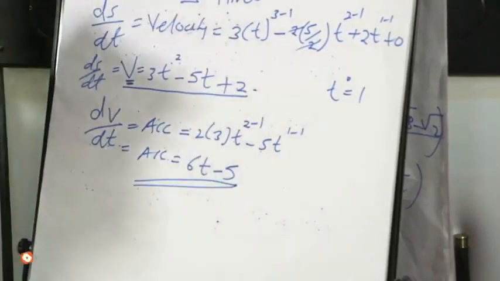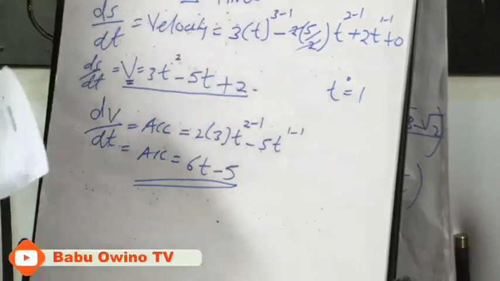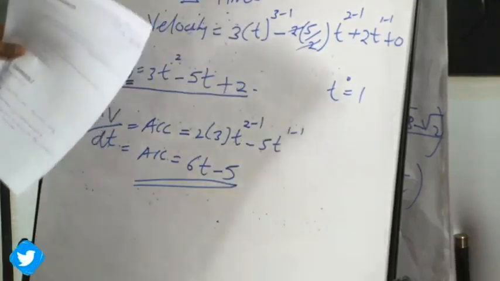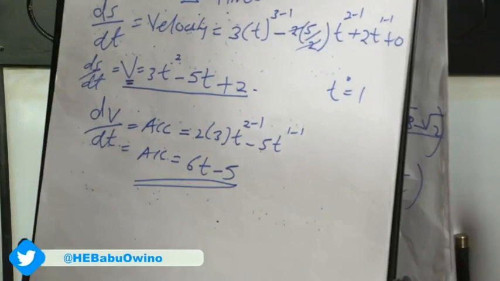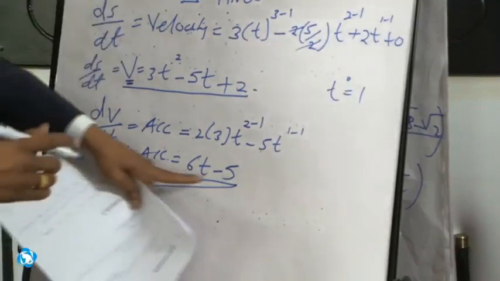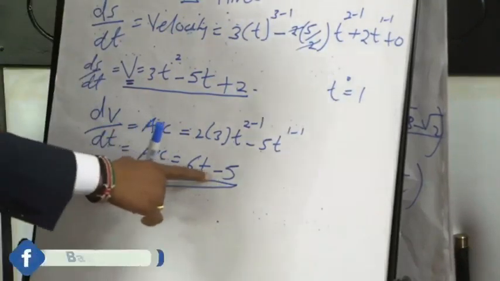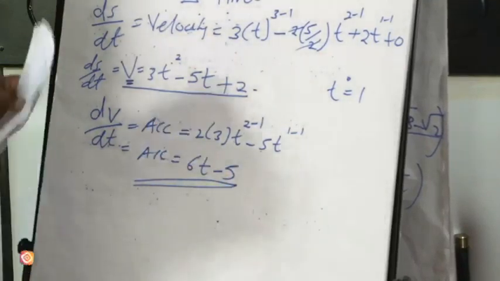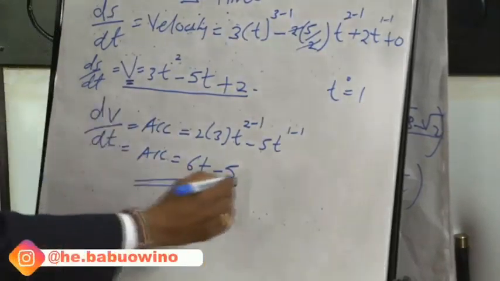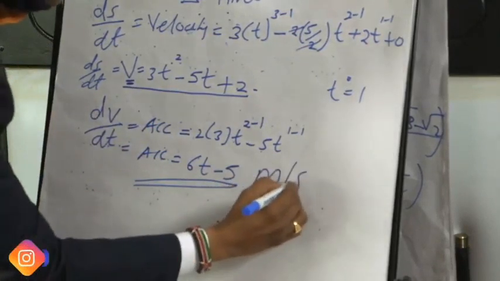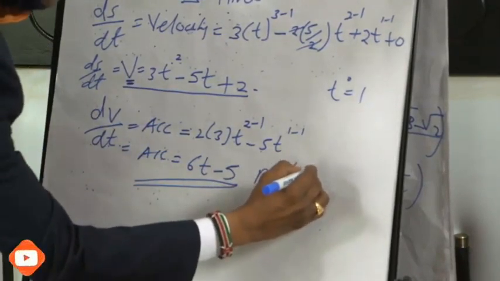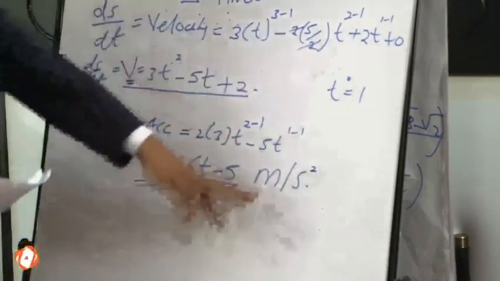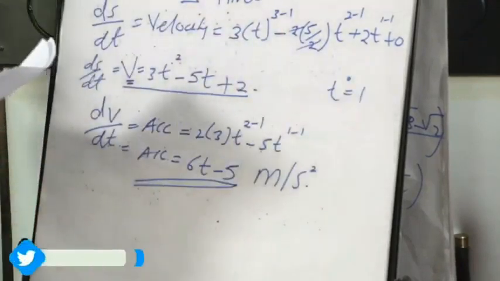But what is the question saying? Find the acceleration after t seconds, because the question is not specific about the time. Therefore, we just say the acceleration is given by 6t minus 5, but the units are very important. The SI unit of acceleration is meters per second squared.